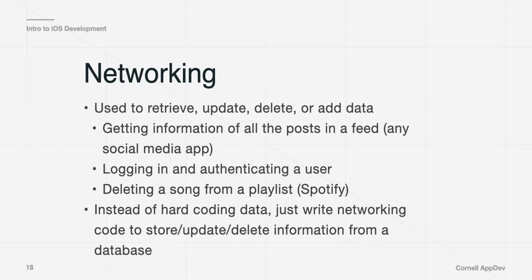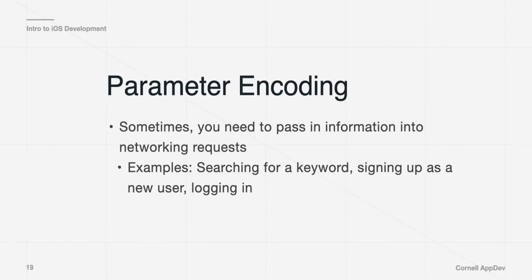Logging in and authenticating a user is also a networking request. It would probably be a POST request, so you have to pass in, say, your username and your password, and then your networking request would check it against the data in the database. Deleting a song from a playlist is also a networking request. In this case, it would be a DELETE request. So instead of hard coding data, we just write networking code to store, update, and delete information from a database. And this just makes our app a lot nicer and more scalable.